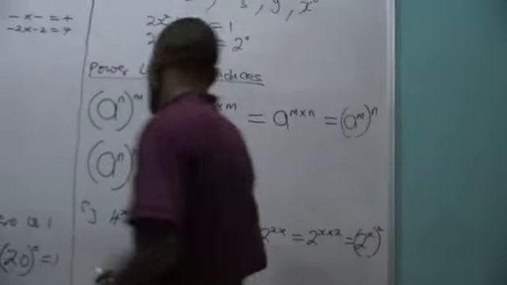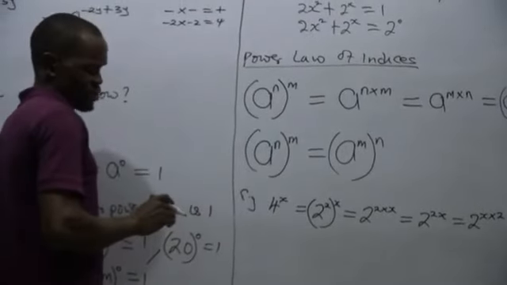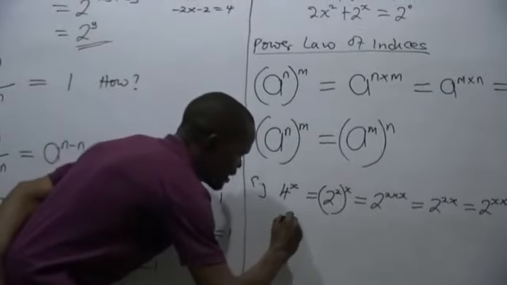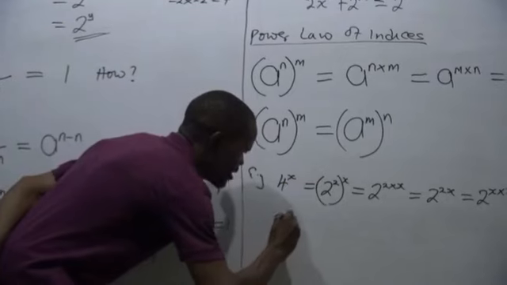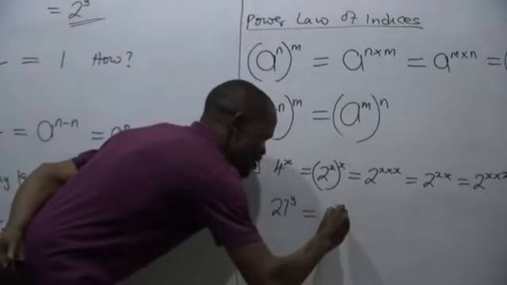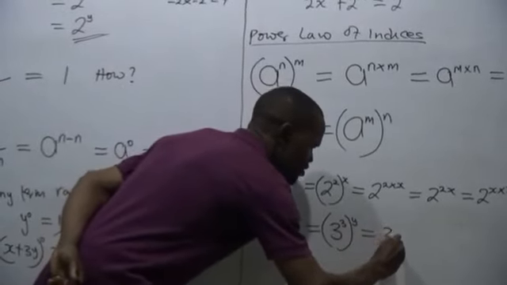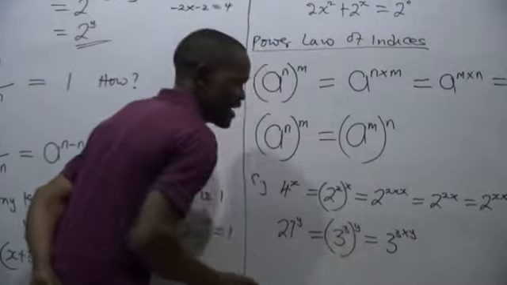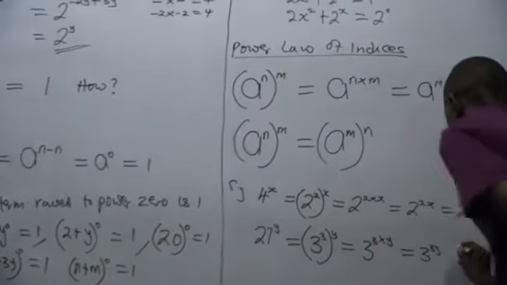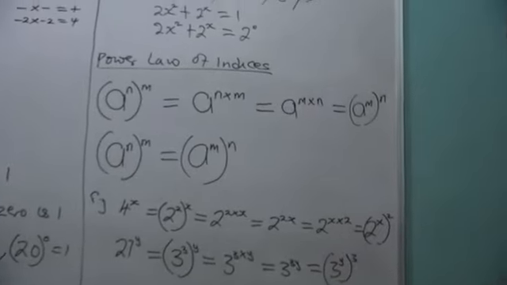So we now see the power law, what we achieved in the power law. And we're going to use this power law in subsequent lesson 3 to simplify indices equation. Then we'll come to this, which gave me this. 27 raised to power y can be written as 3 raised to power 3 will give me 27, or raised to power y. And this will give me 3 raised to power 3 times y. And this will give me 3 raised to power 3y. And this 3 raised to power 3y can be written as 3 raised to power y or raised to power 3. That's the power law.